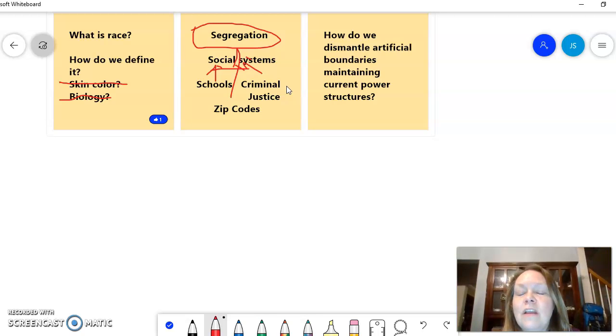So again, it goes to the fact that it's not a genetic thing, it's not a skin color thing, it's not a hair color thing, it's not an eye color thing. It's a psychological thing. It's a socially constructed concept and a psychologically constructed concept. So how do we dismantle these artificial boundaries, maintaining current power structures?